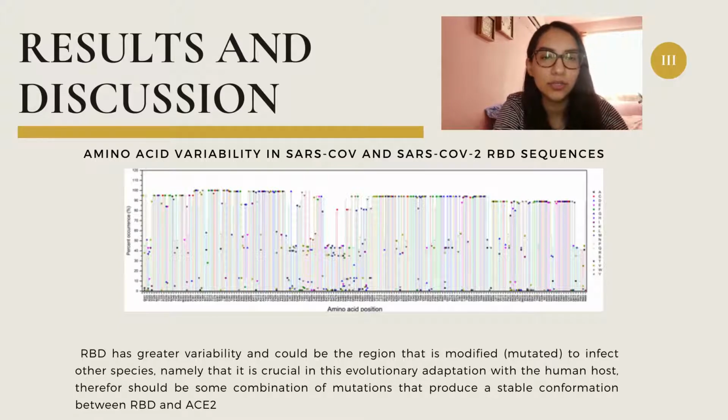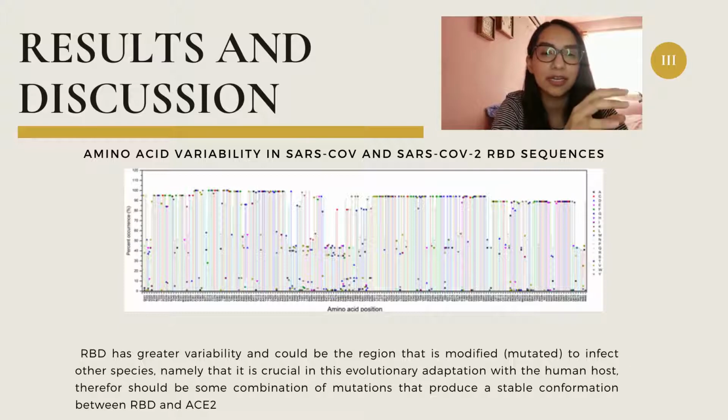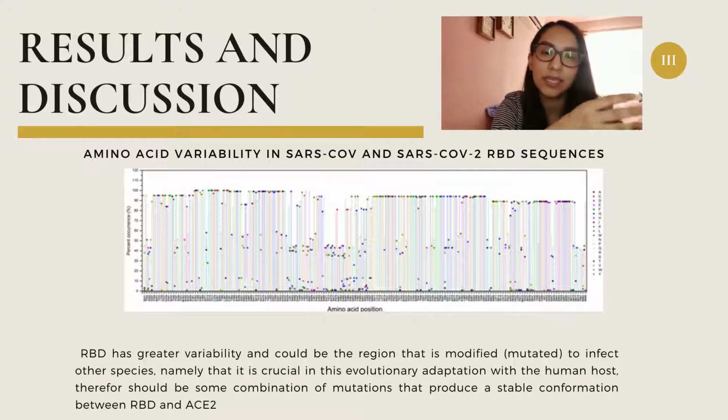As results and discussion, we can see the amino acid variability in the SARS-CoV and SARS-CoV-2 RBD sequences. Here we have 206 SARS-CoV and 174 SARS-CoV-2 sequences, and we can see a different variability in the RBD regions, which could be the region that is modified, mutated, to infect other species, namely that is crucial in this evolutionary adaptation to the human host. Therefore, there should be some combination of mutations that produces a stable conformation between RBD and ACE2.